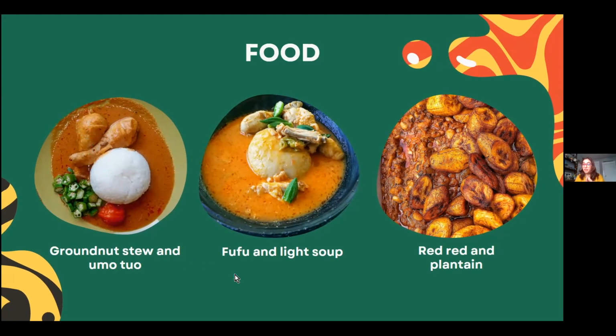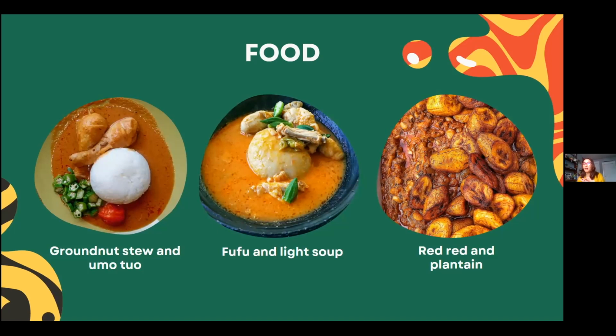Another one of my favorites is fufu and light soup. So fufu is boiled cassava and plantain that's pounded into this dough that you put in the middle of the stew, and you can dip it in the soup. It's so good and tasty and flavorful because they use a lot of tomatoes, onions, and different spices. And then we have red red and plantain.